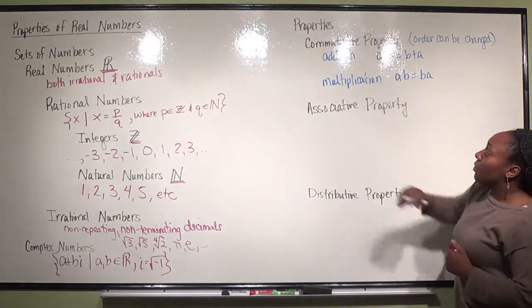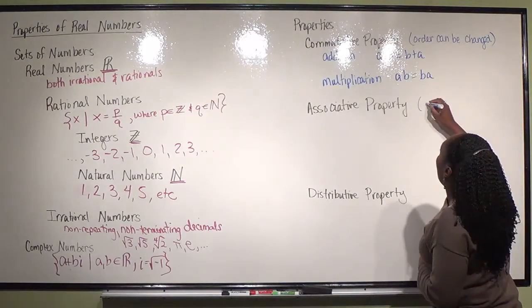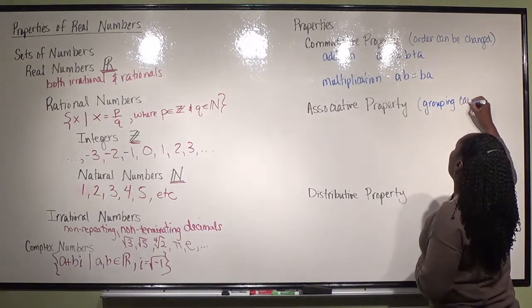Okay? The associative property basically tells me that grouping can be changed.